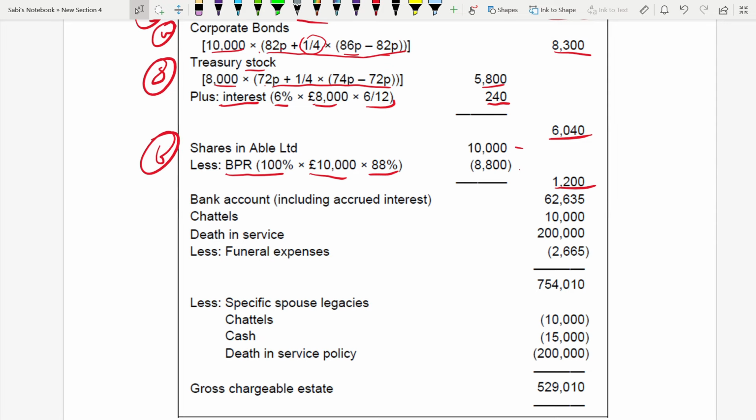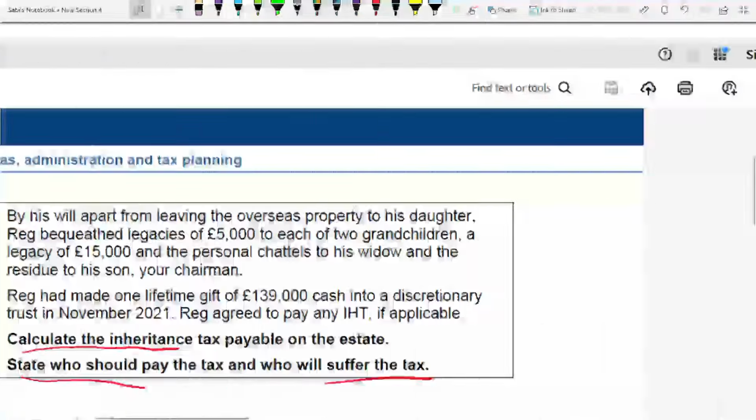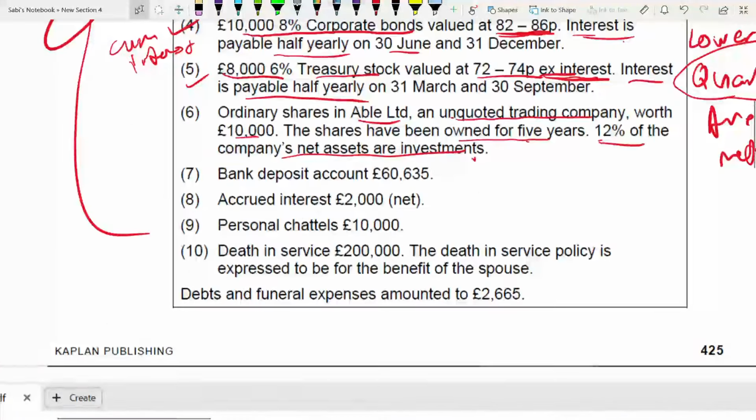Done. Now, seventh one, bank deposit, accrued interest. So both will be just included as it is. Personal chattel just as it is, and death in service. Remember, when death in service is given, please read the policy.